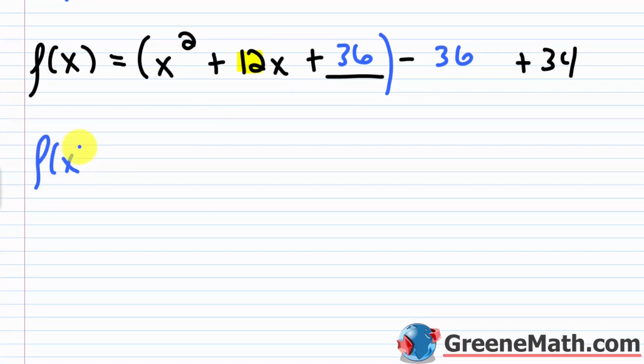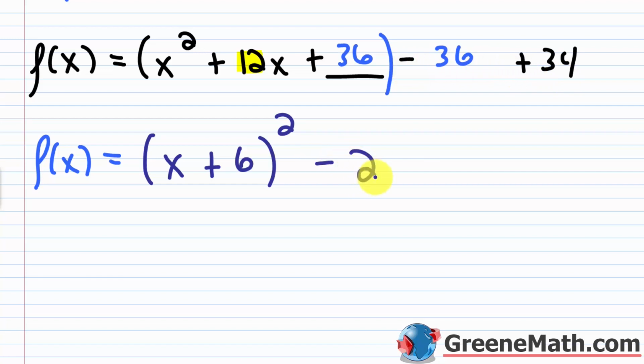So f of x equals, I can factor this into what? Well, it would be x plus, again, this guy was 6. Okay, so x plus 6, that quantity squared. And then over here, I just do negative 36 plus 34. That's going to give me negative 2. So I've found my vertex form. It's a little bit off, okay, but you can still write it this way.